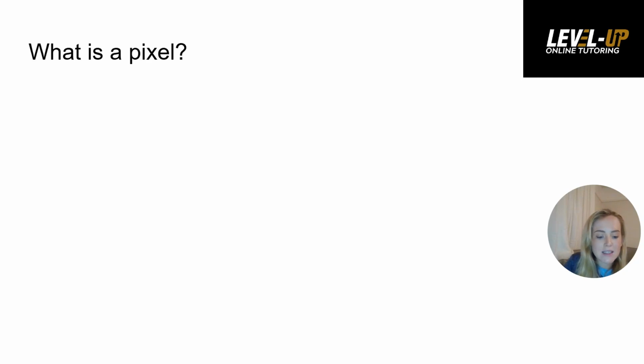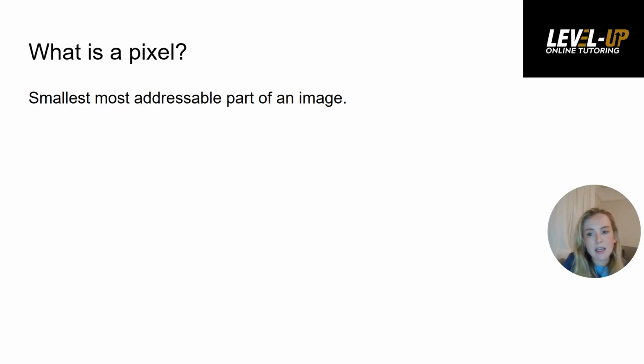So what is a pixel? You've probably heard of what a pixel is. It's the smallest addressable part of an image. If you look at any image, a pixel is just a single dot of colour. But that is your exam definition. That is what you need to say in the exam.